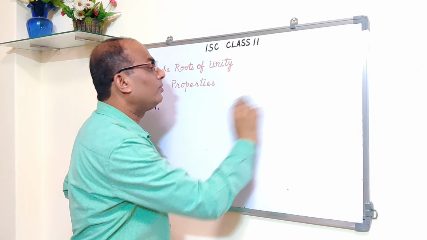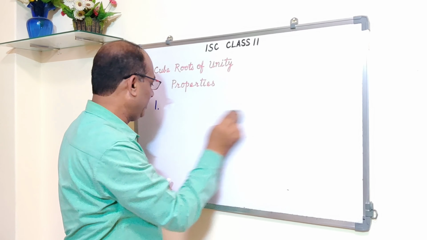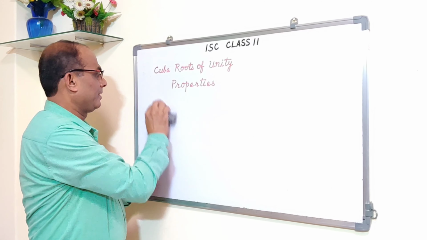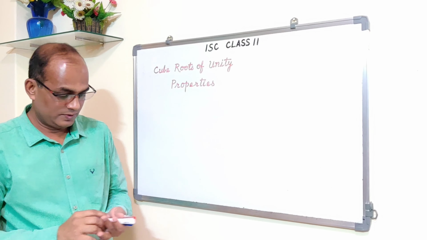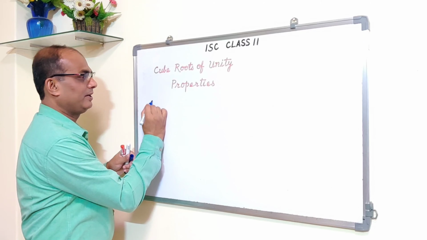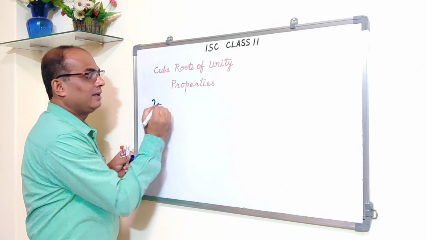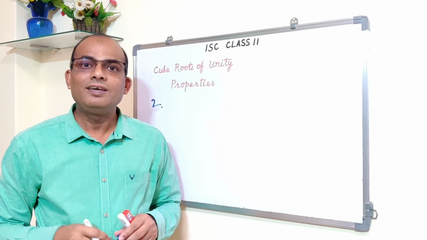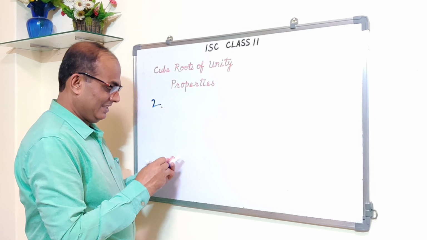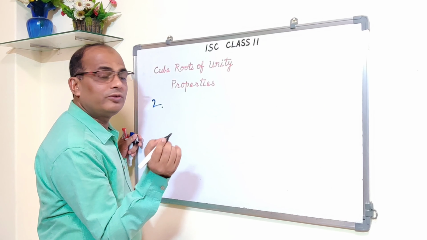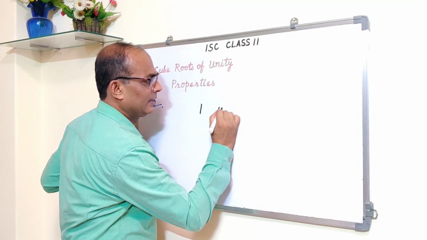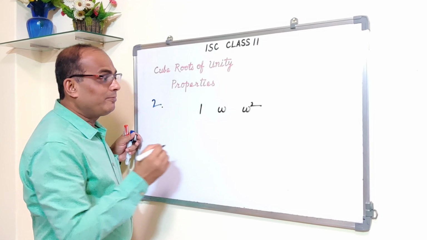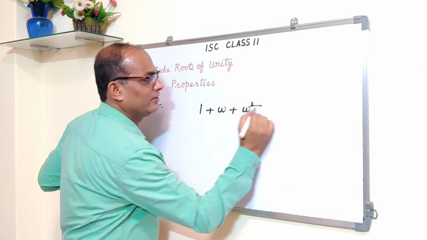the sum of all the 3 cube roots of unity is 0. That means we are saying that 1 plus omega, because you know that the 3 cube roots of unity are 1, omega and omega square, right? This property says that 1 plus omega plus omega square is equal to 0.